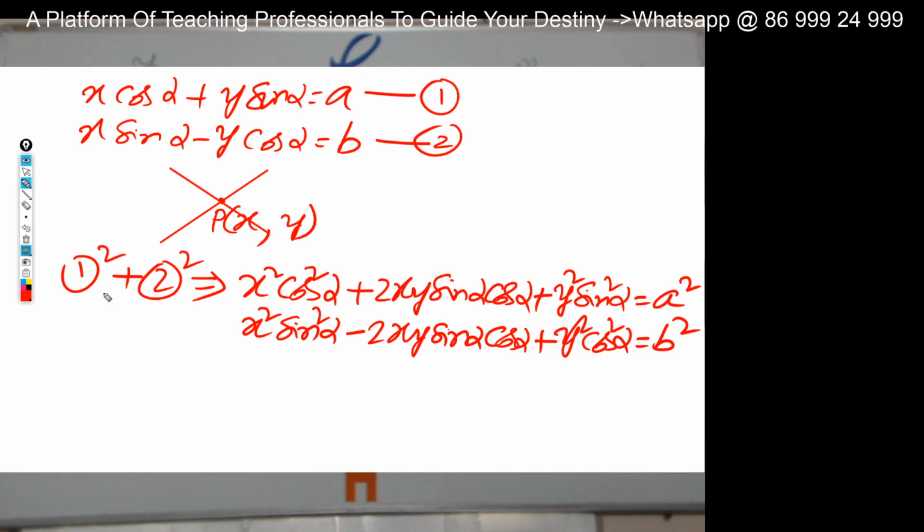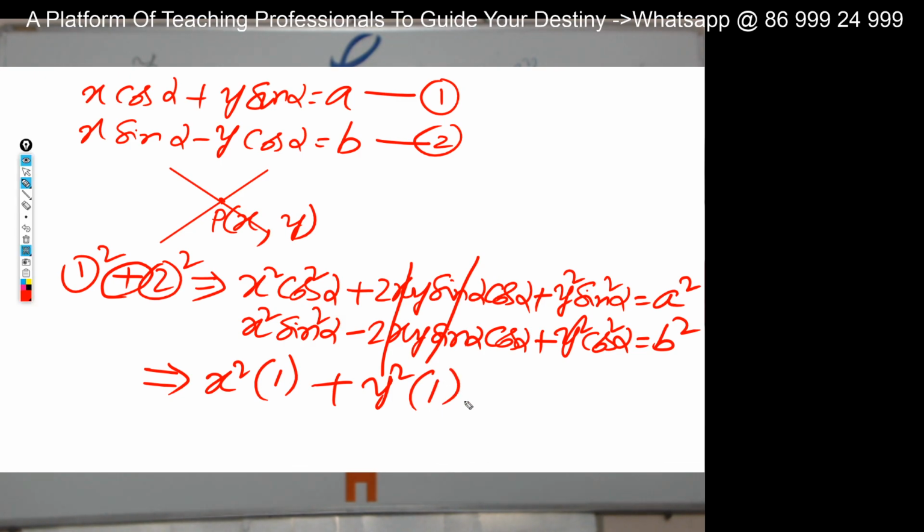What is that I said? You have to add them. Adding them, these two get cancelled. What is it that you get? I am writing the direct step now. x square into (cos square alpha plus sin square alpha) plus y square into (sin square alpha plus cos square alpha), which is 1, is equal to a square plus b square. So the final answer: x square plus y square is equal to a square plus b square.